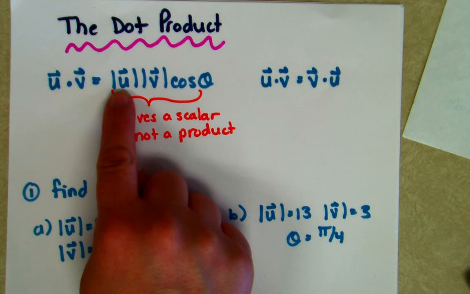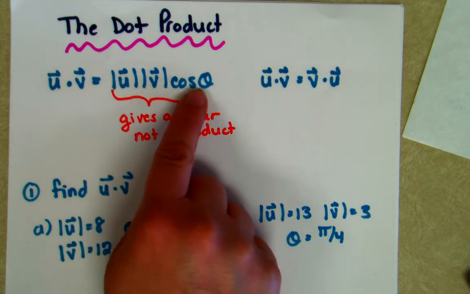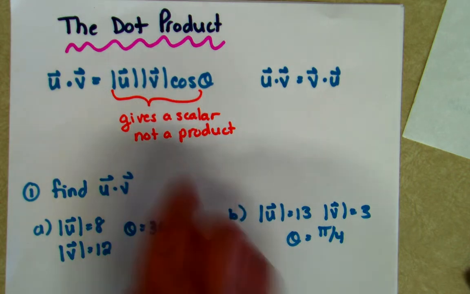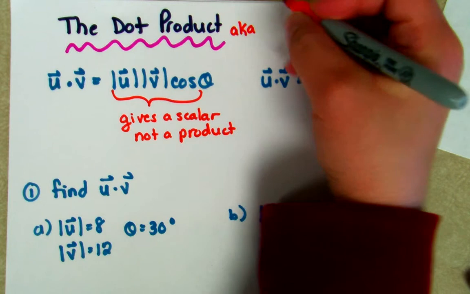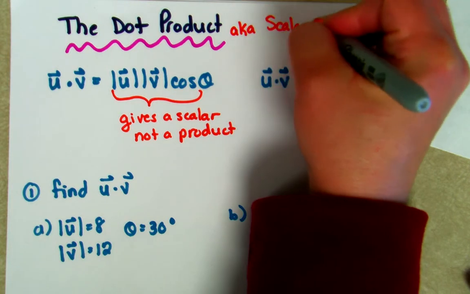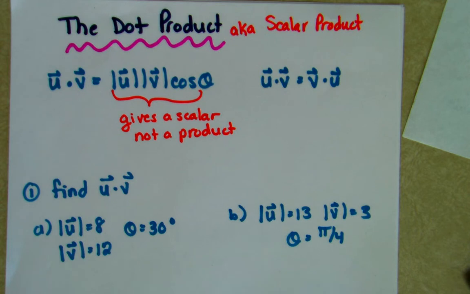Now, the magnitude of u is a scalar, or a number, so is the magnitude of v, and so is cos theta. So it's important to note that when I multiply these together, it gives me a scalar, not a vector. Sometimes the dot product is also known as the scalar product of two vectors, because in the next section we'll look at a different product that gives us a vector as an answer instead of a scalar. But the dot product will give you a number. It has magnitude only, there's no direction.